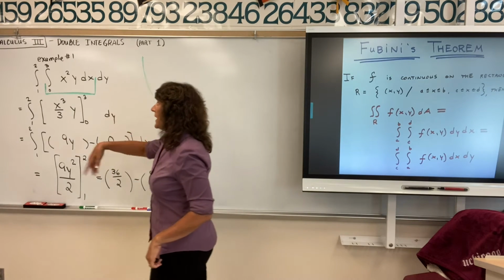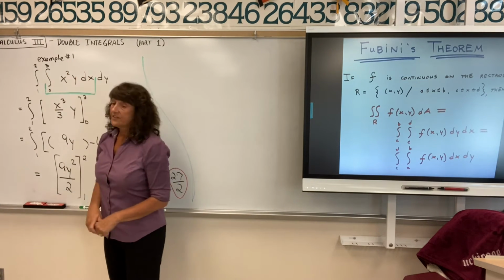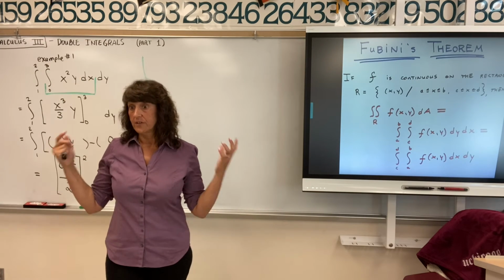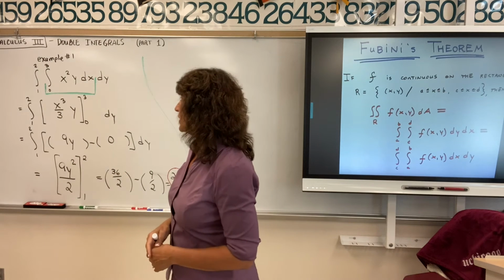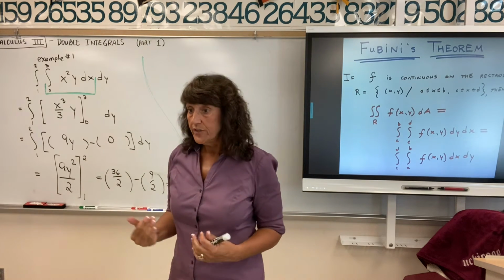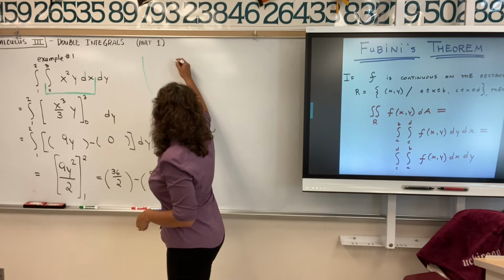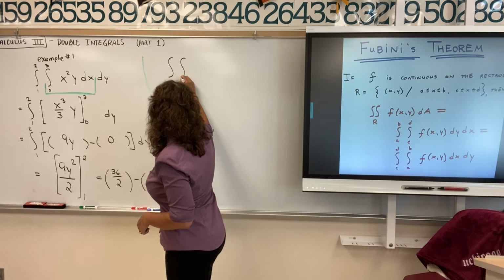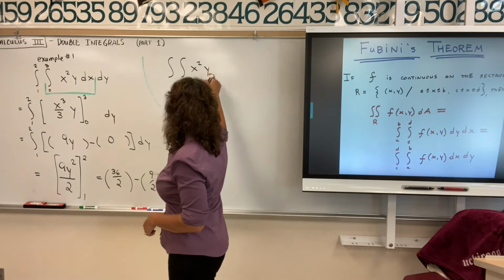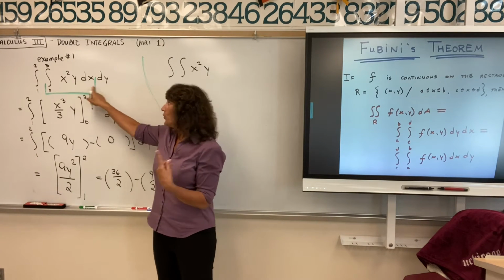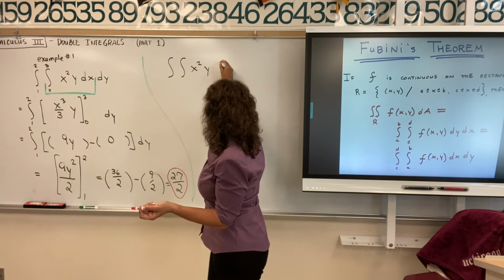So x squared y, because this here is a continuous function over the rectangle given to us, then we could go ahead and switch the order of integration if we wanted to, okay? So switch the order of integration, which means your multivariate function is x squared y, but instead of integrating with respect to x first, we could integrate with respect to y first, okay?